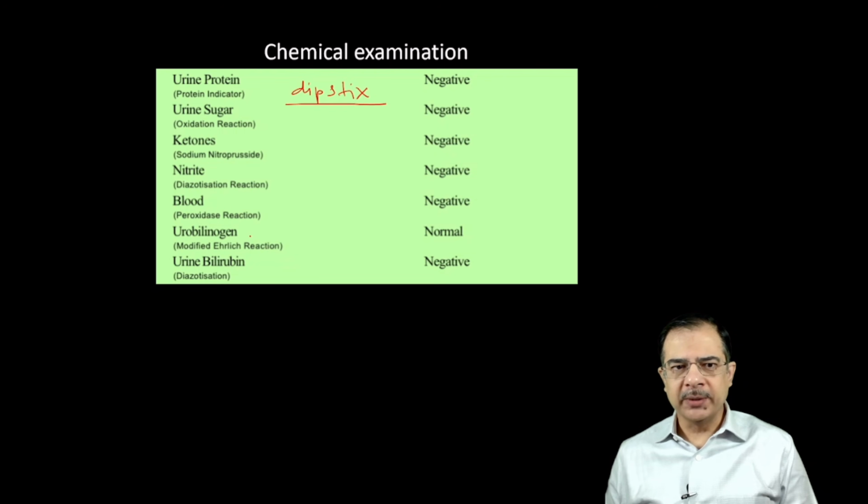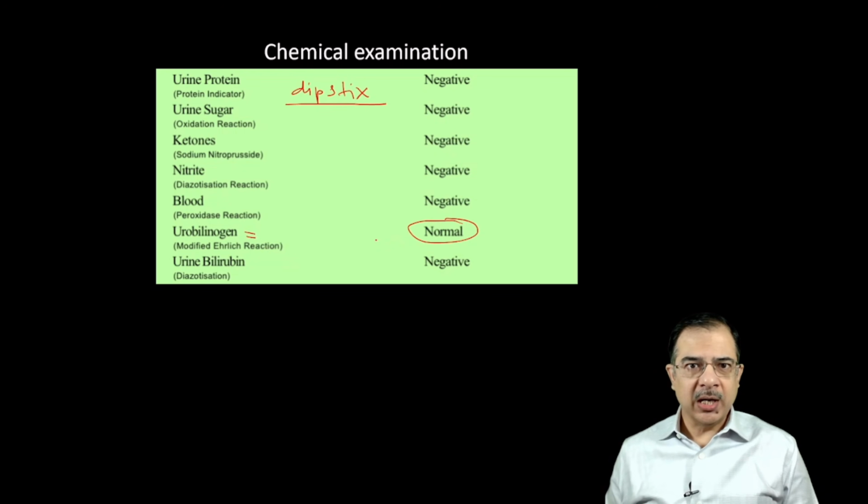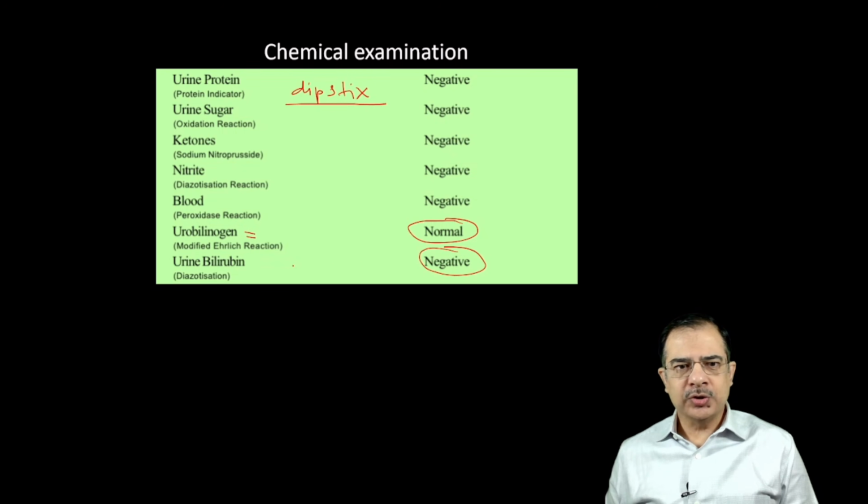Now the urobilinogen. Urobilinogen is a normal component of the urine. Bilirubin goes into the intestine and is converted into urobilinogen, which is then excreted in the urine. So if the urobilinogen is absent, that means there is an obstructive jaundice. While urine bilirubin is negative normally, if it is positive, that means the blood bilirubin levels are elevated, which are conjugated high bilirubin levels. So these are the chemical examination.